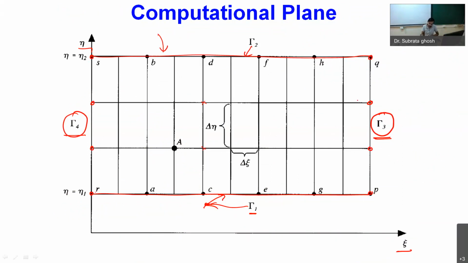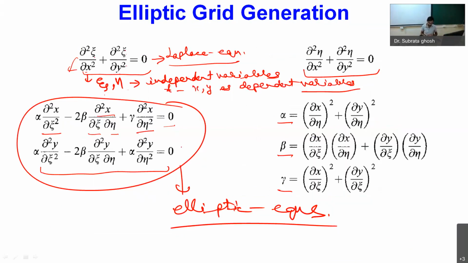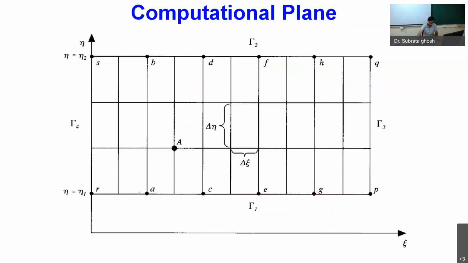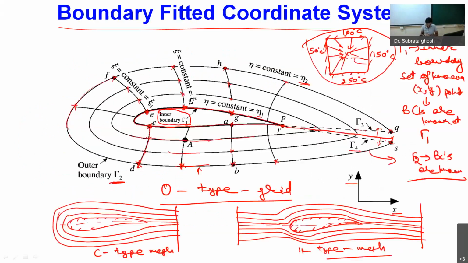Once we know all the boundary conditions, we have to solve the equations I have represented over here using these boundary conditions. Solving these equations will help us in representing the corresponding points. For example, this is point A over here, so it will give me the coordinates of point A in the physical plane during the inverse transformation.